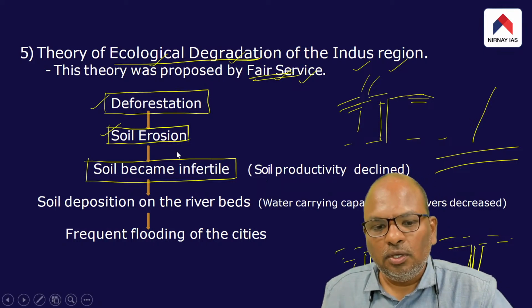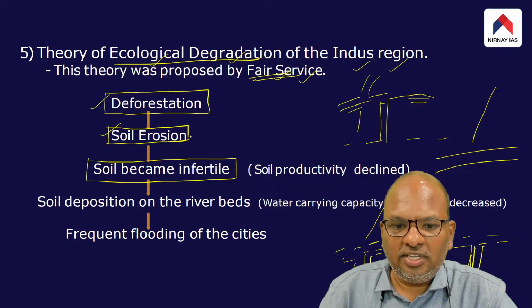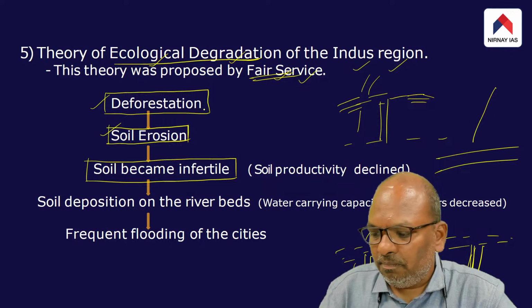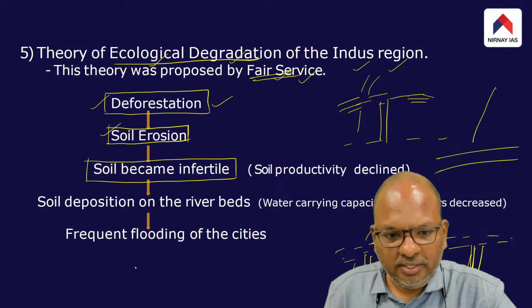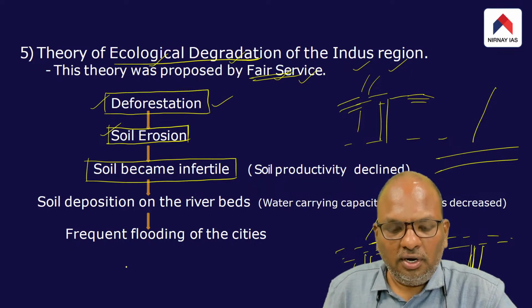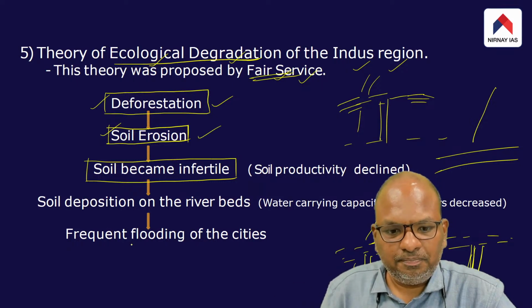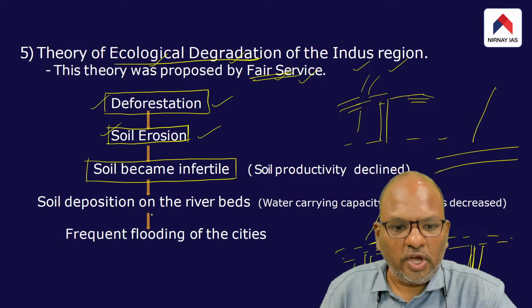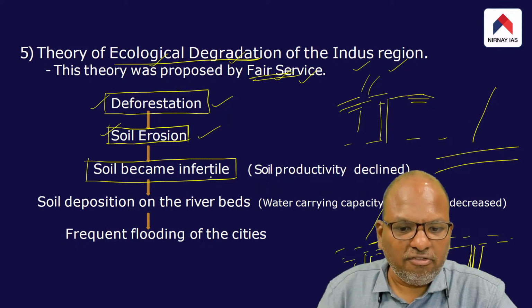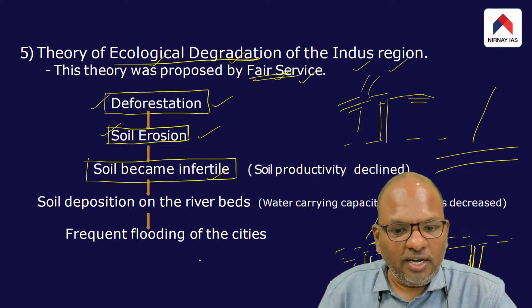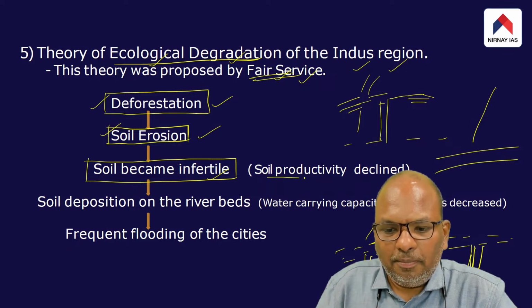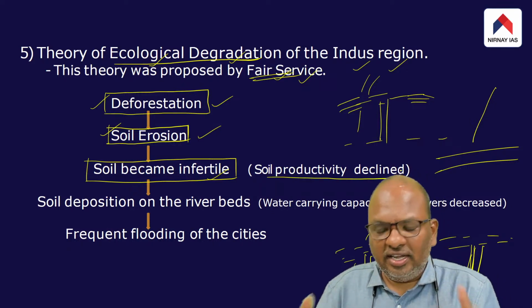Hope I am clear. So basically, Fairservice argued that the people of Indus Valley civilization had gone for large scale deforestation. Deforestation resulted in soil erosion, and as a result, the soil itself became infertile. And when soil becomes infertile, soil productivity declined.